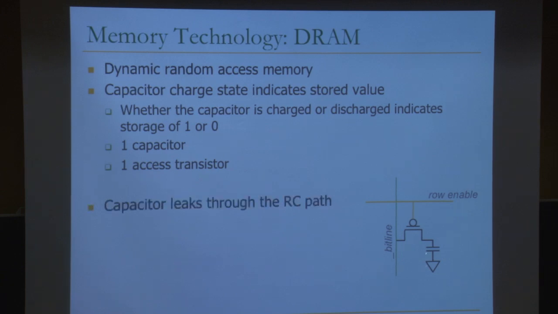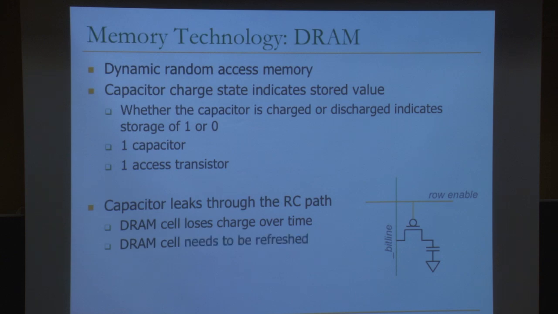The problem is this capacitor, even when you have not enabled this row enable signal, it actually leaks through this path, right? The transistor is not a perfect switch. There's leakage that happens through the transistor. And as a result, the DRAM cell loses charge over time. So over time, even if you've charged it fully, even if it's at VDD, at some point it becomes zero. Which means that you need to refresh this DRAM cell to keep your data inside here. And this is one fundamental difference between DRAM and SRAM. The other difference is you can make this capacitor really small, and you have only one access transistor. So this can be made really, really small. Well, we'll see the differences.